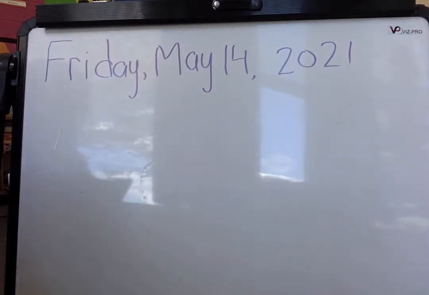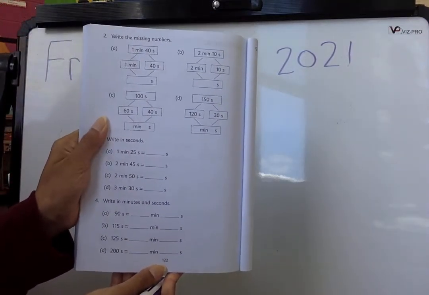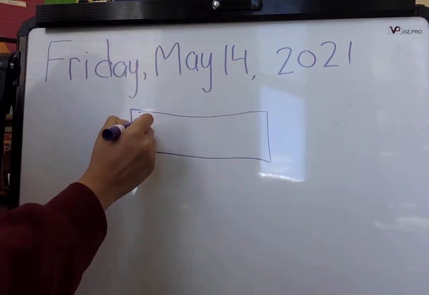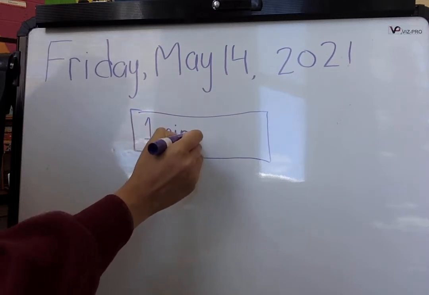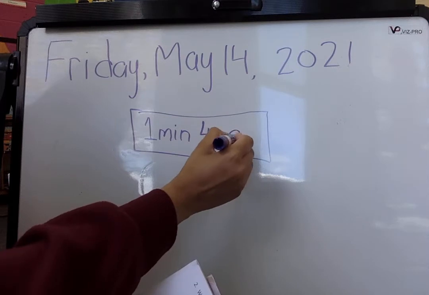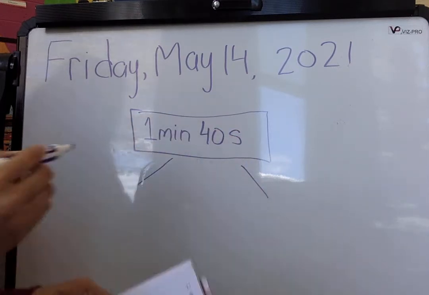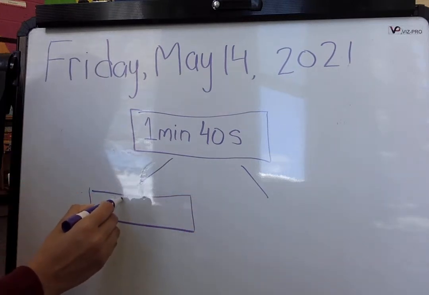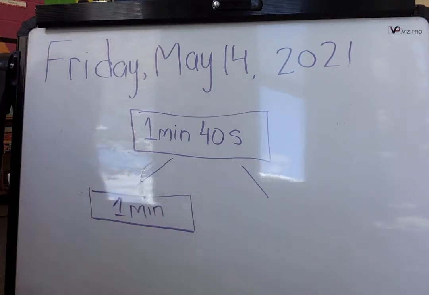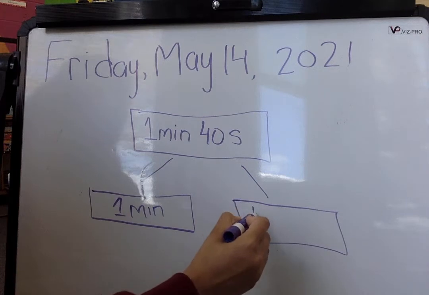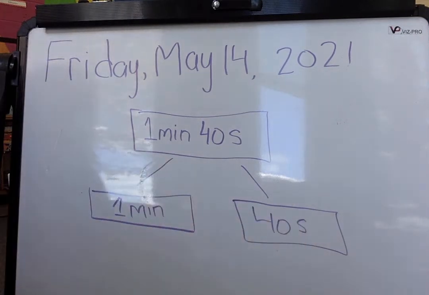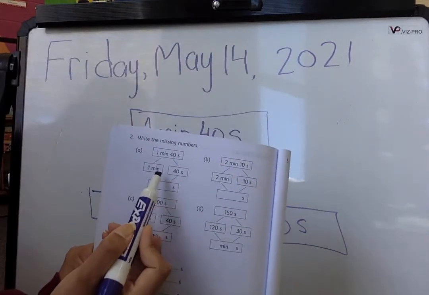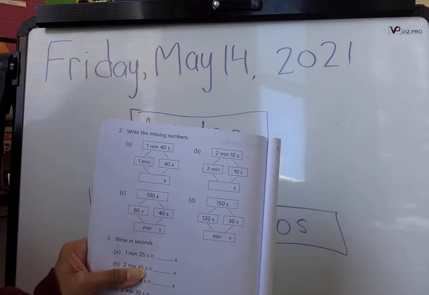Okay, so on page 122, they have given us 1 minute and 40 seconds, right? And then they said 1 minute and 40 seconds is made up of 1 minute and 40 seconds. So they're asking us to add them up. How many seconds would you have all together?